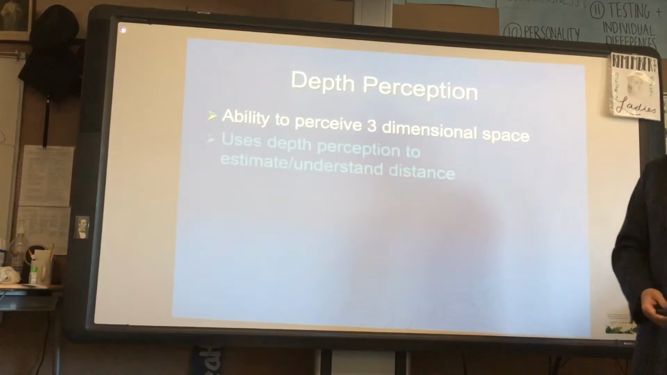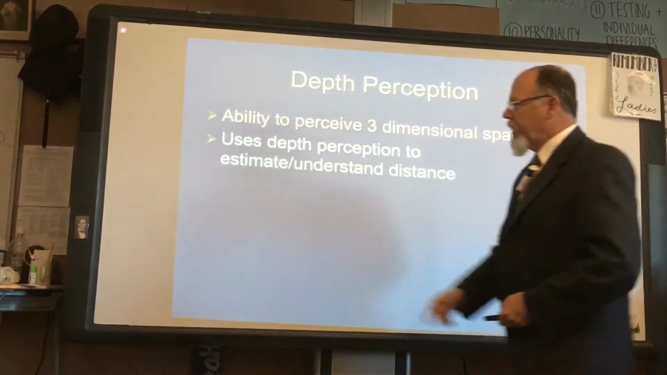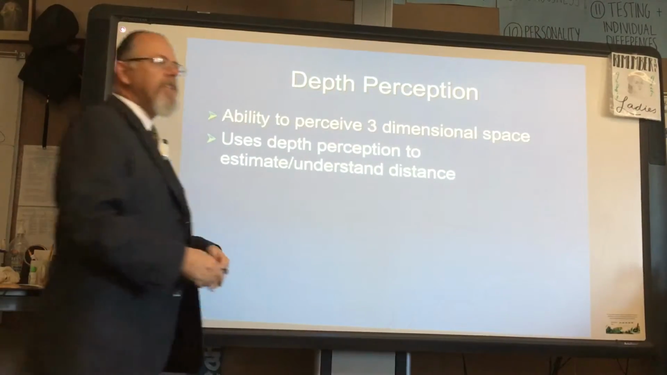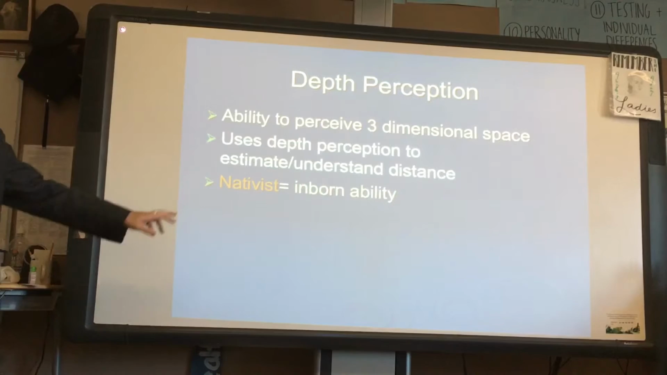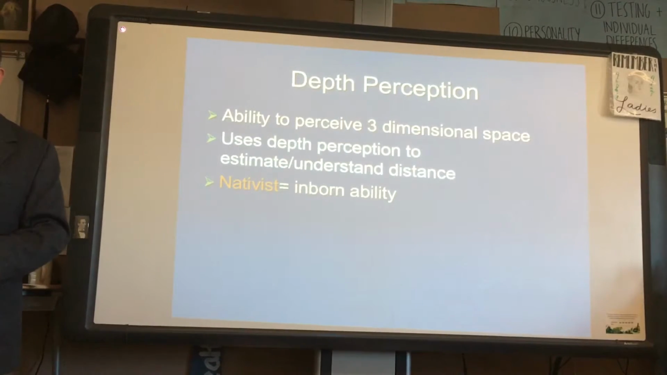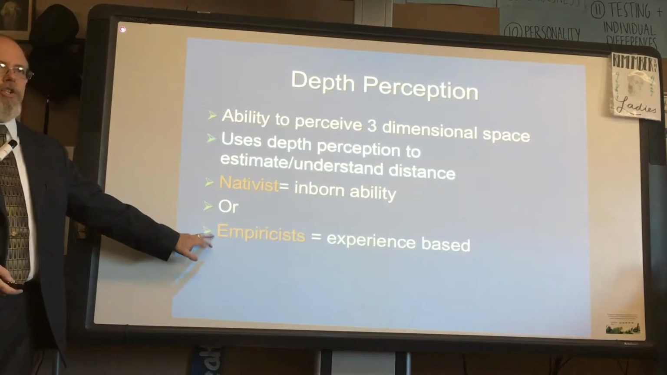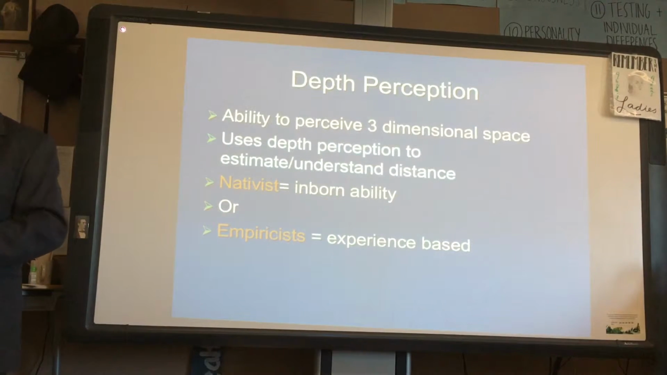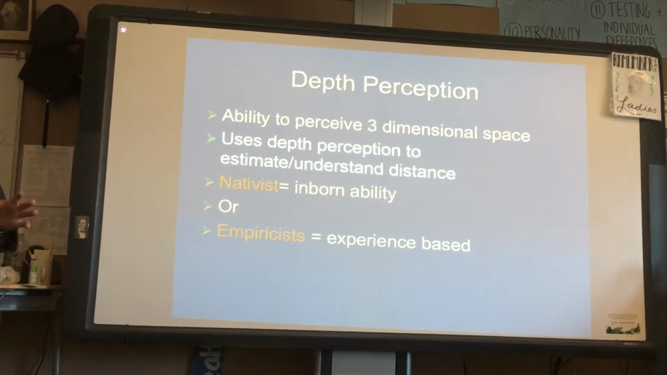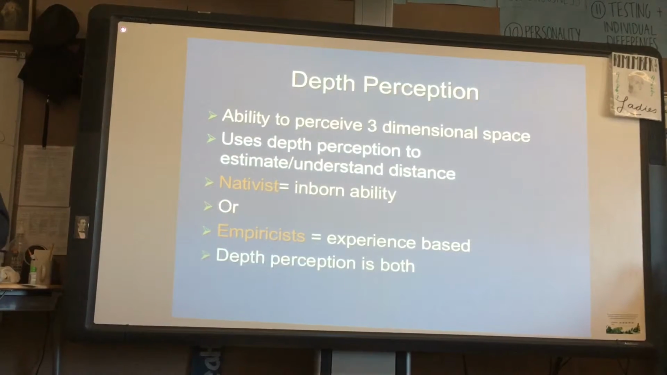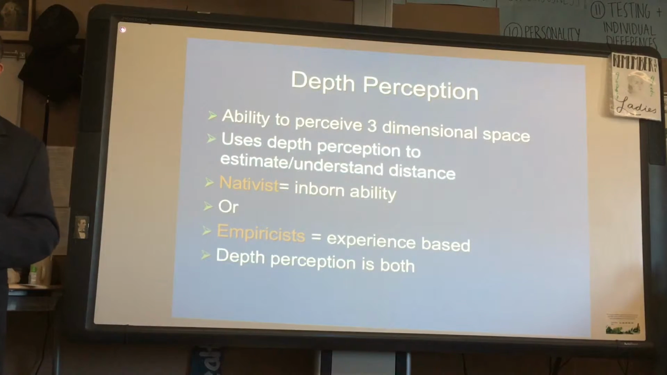The ability to perceive 3-dimensional. We can use it to estimate and understand distance. It is inborn, a nativist quality, nature, but it is also nurture, experiential. The great study is called the visual cliff, and I didn't make you read it. It's in your textbook, and I'll show you. You'll recognize it if you did the reading on this section.